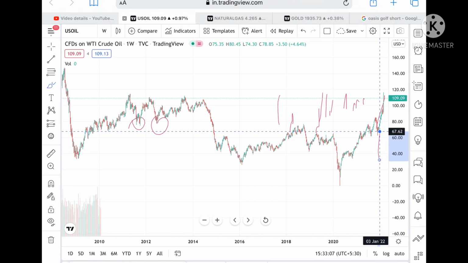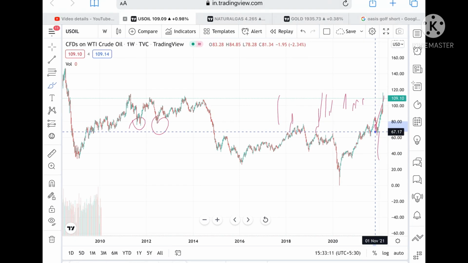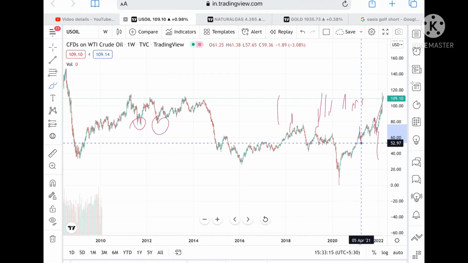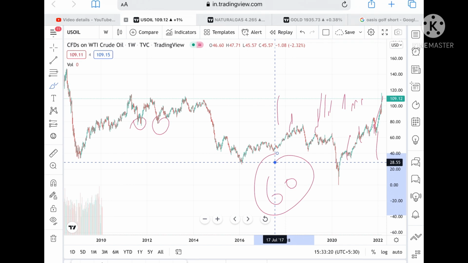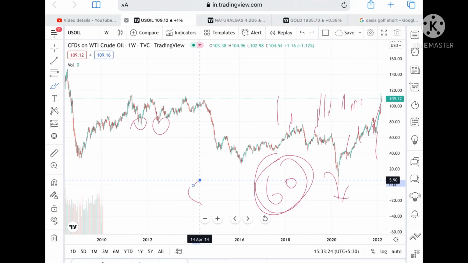Okay, 67.62. Okay, so once this particular level didn't sustain, then we can see it fall further towards a level of 64.95, and from there we can see it fall towards a level of 60. Once the price comes near to 60, then we can see it can fall further towards a level of 55 also.